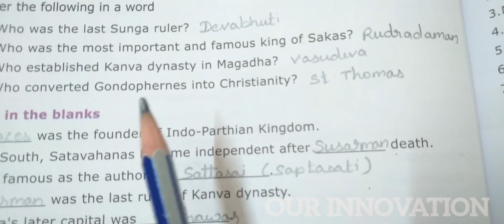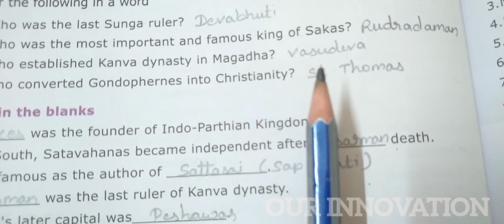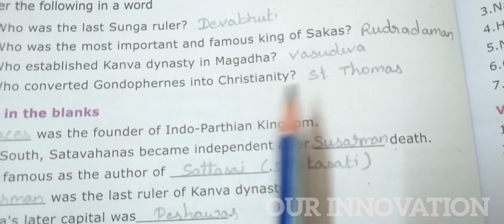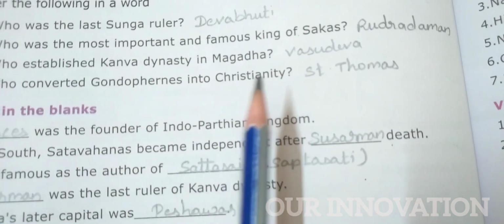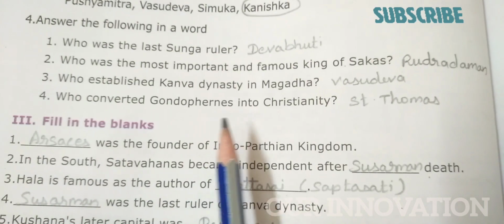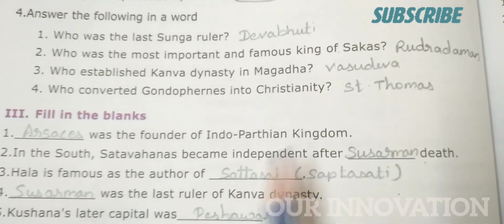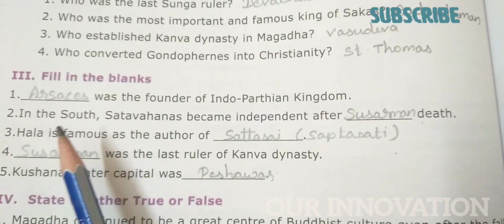Who established Kanva dynasty in Magadha? That is Vasudeva. Vasudeva established Kanva dynasty in Magadha. Who converted Gondopharnes to Christianity? That is Saint Thomas. Roman letter 3, fill in the blanks.